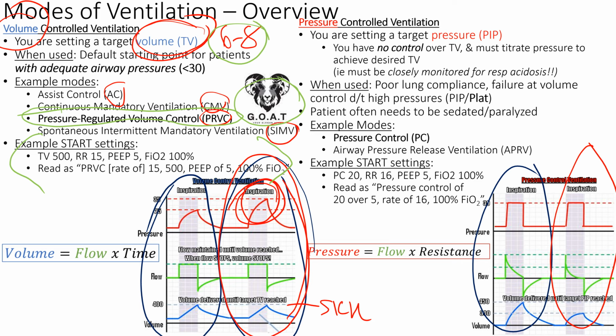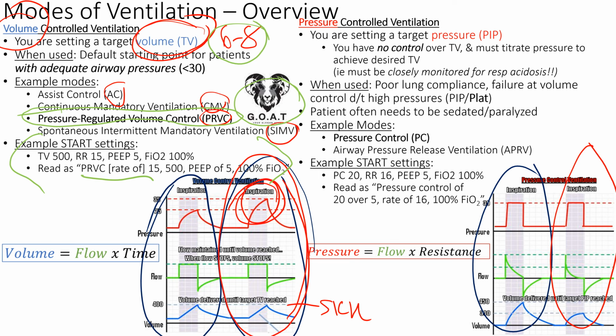So what the Drager calls it is autoflow assist. That means nothing to me, right? What is assisting? Okay, everything has flow. That doesn't tell me what. But PRVC tells you exactly what it's doing. Okay, so when you read these settings, you're saying PRVC, rate of 15, 500, PEEP of 5, 100%.